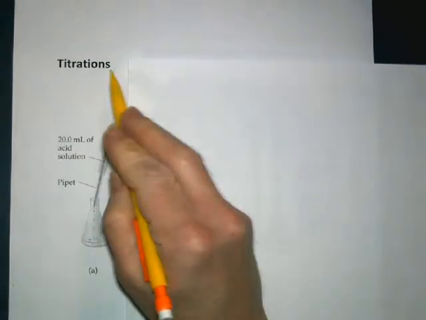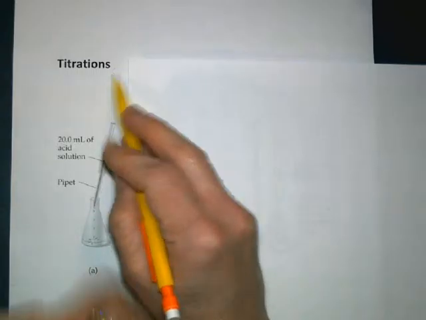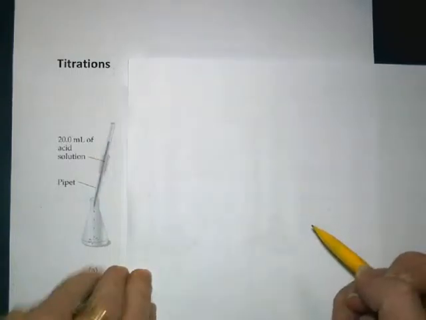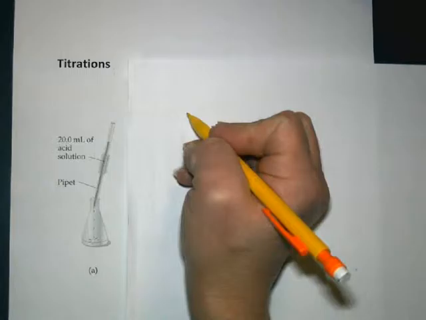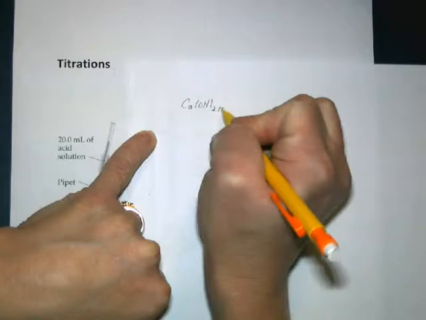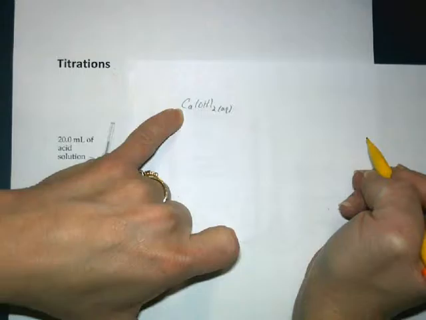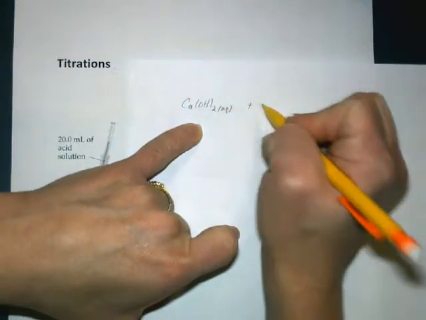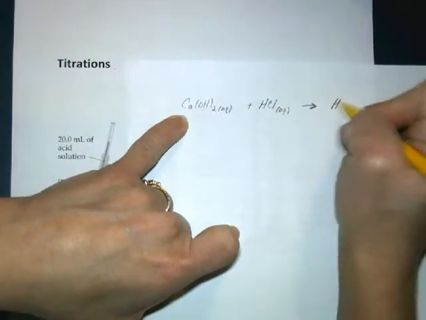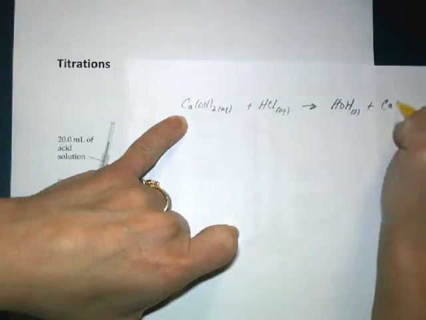We do not blindly go into a titration. We know what reaction we are accomplishing, be it an acid-base reaction or an oxidation-reduction reaction. For example, let's say that we encounter an unknown concentration of a calcium hydroxide solution in the back stockroom. Well, we know that calcium hydroxide, being a base, will react with hydrochloric acid to create water, written as HOH or H2O, and calcium chloride.